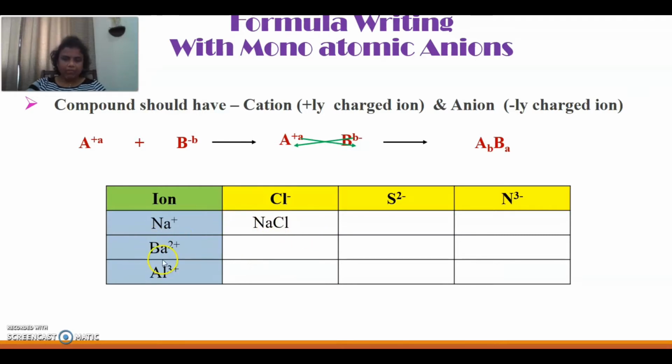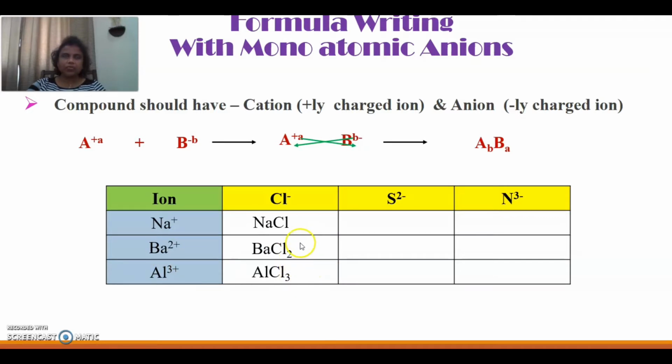But in barium, the charge has 2 positive, and here we have only 1 negative. So this number will go here, because it is always crisscross. The number should go to the other element. So barium doesn't have any number, but chloride has a number because barium has a number here. So BaCl2.